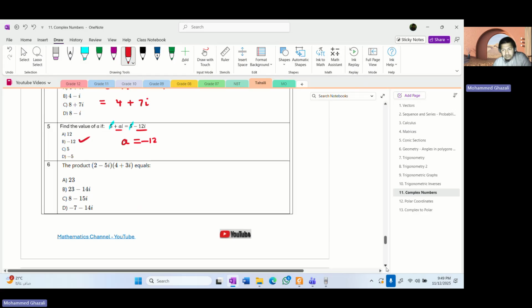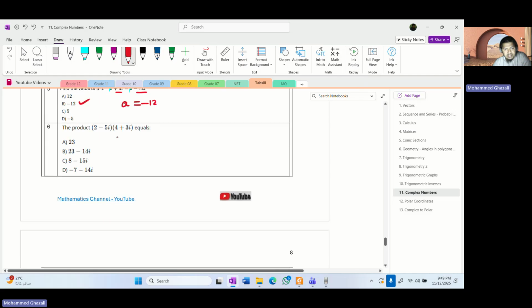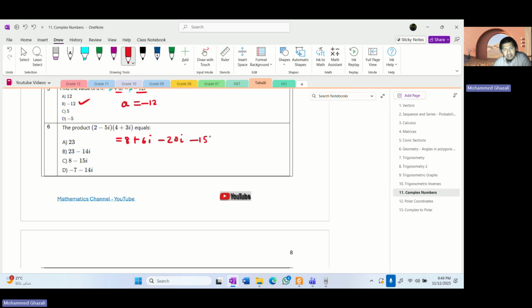The product of 2 minus 5i and 4 plus 3i. So 2 times 4 is equal to 8. 2 times 3i is 6i. Minus 5 times 4 is negative 20i. Minus 5 times 3 is negative 15i squared. i squared is negative 1.